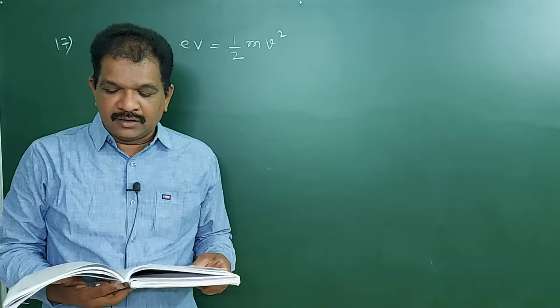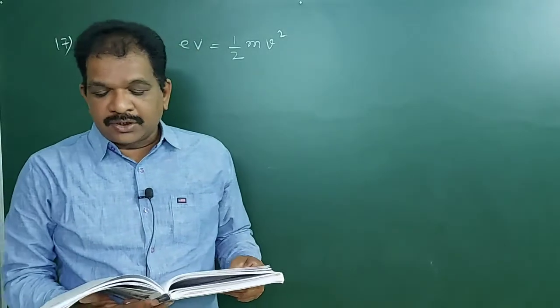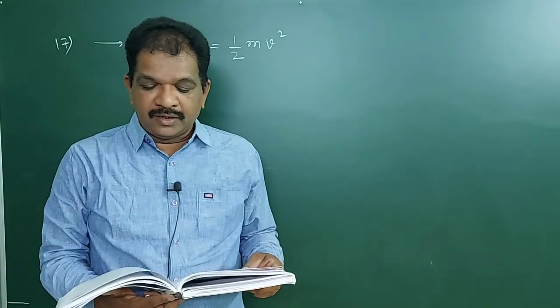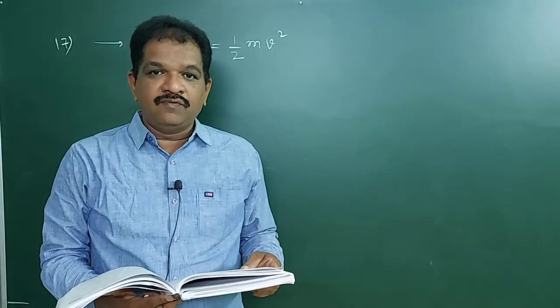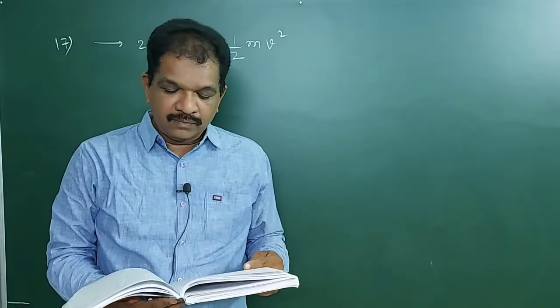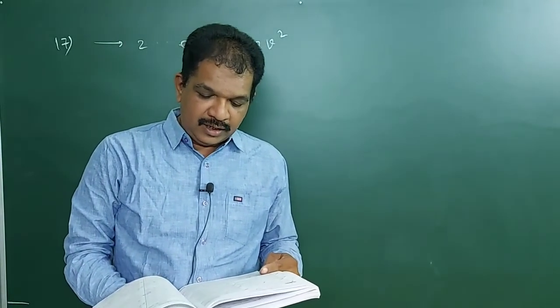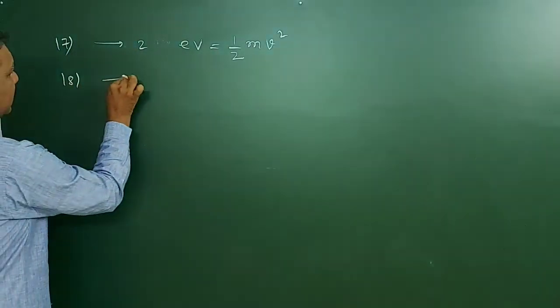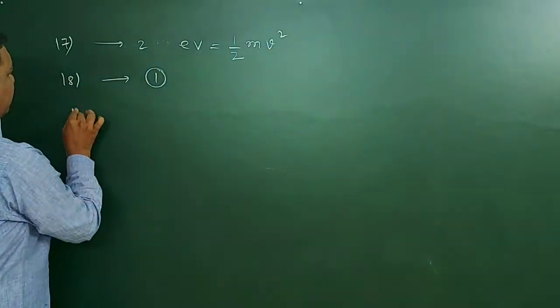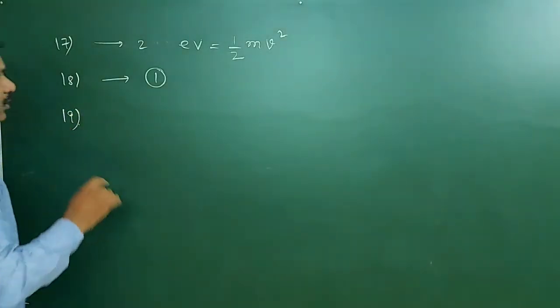Next, 18. Photoelectric emission occurs only when the incident light has more than a certain minimum frequency. Okay, so 18 will be the first option. Theoretical question only, it will be the first option.